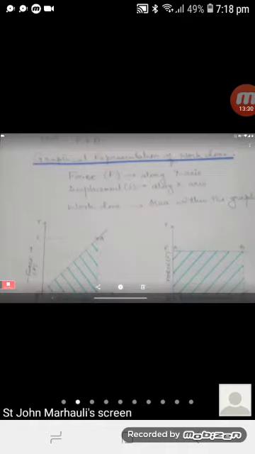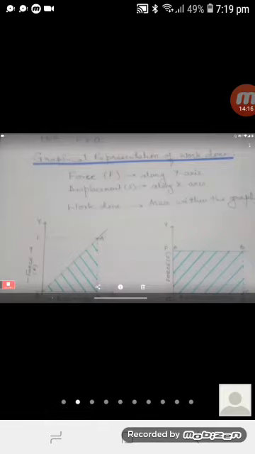So this was about the work done, the special cases. We have studied the three different cases for the work done. Now, how can we represent work graphically? Whenever we have to represent work, we represent work by a force-displacement graph, where the force is represented along the y-axis and displacement is taken along the x-axis.